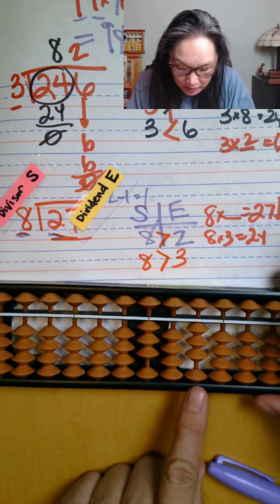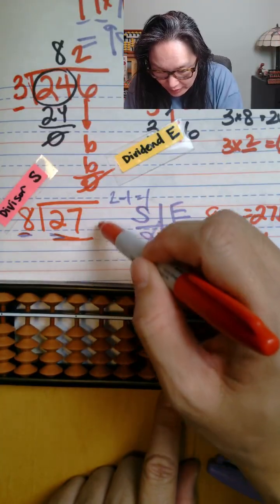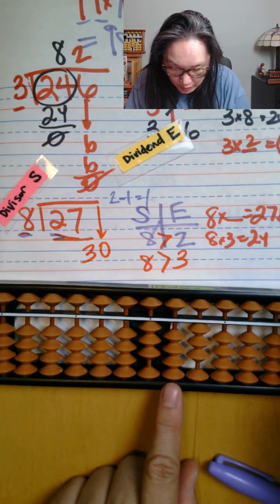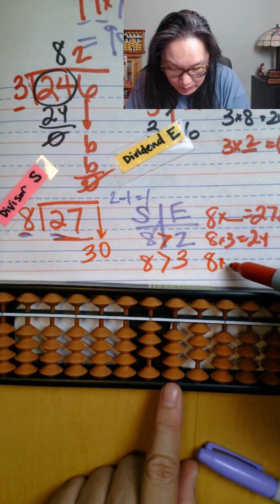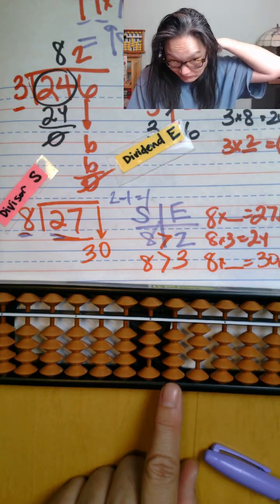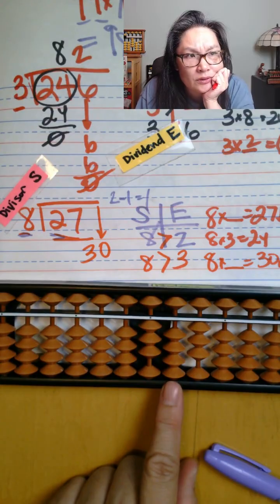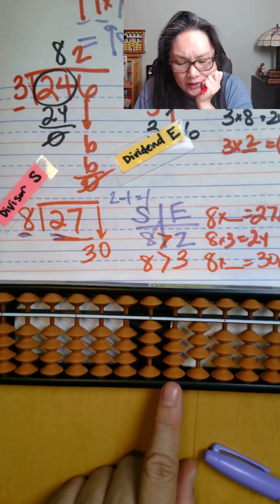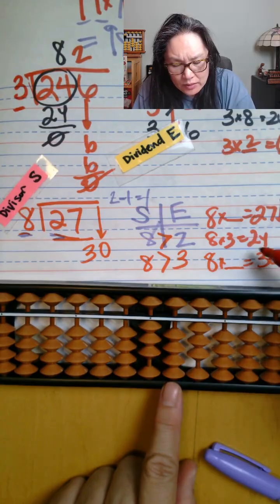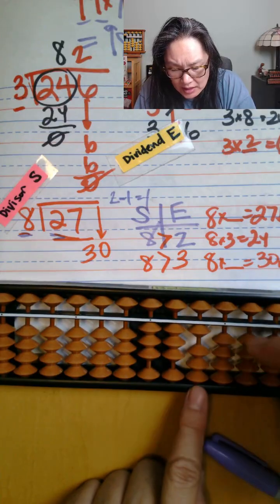Yes, thank you, Melinda. So what am I going to do? I gotta have a 3, and I gotta bring down the 0. So it's going to be 30. 8 times what is equal to 30 or less? 8 times 4? No. 8 times 3? 8 times 3 again, because that's 24.